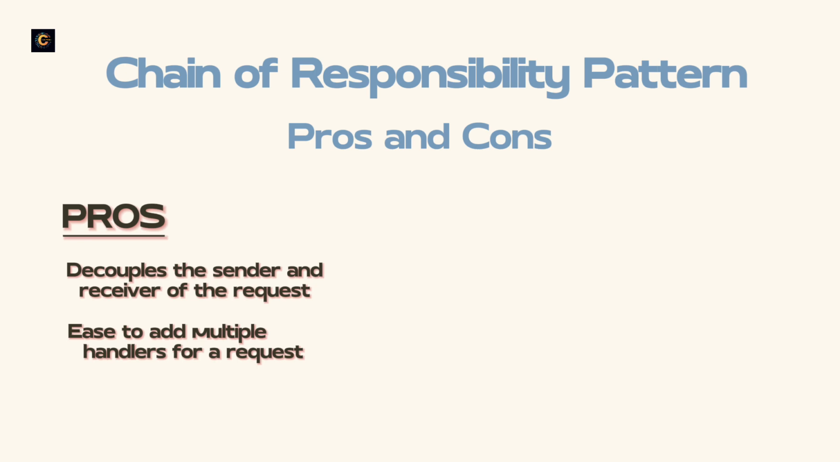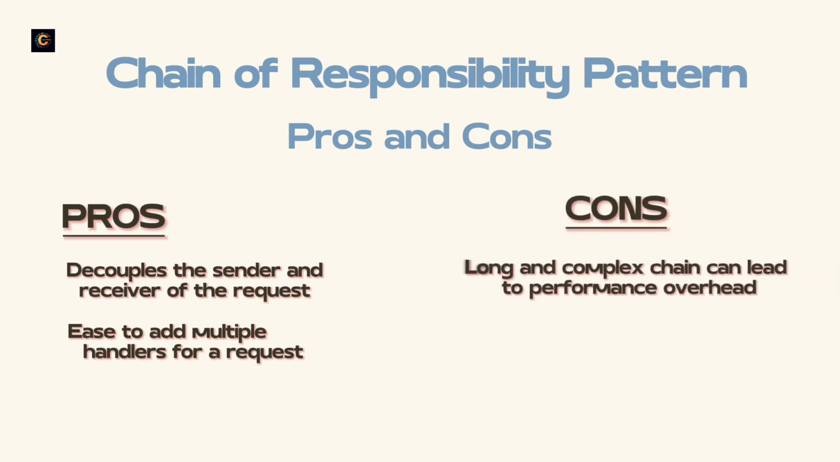However, like any other design pattern, chain of responsibility also comes with its drawbacks. Let's discuss them. Potential performance impact. If the chain is long and complex, it can introduce performance overhead due to multiple handler invocations. Difficulty in debugging. With a long chain of handlers, debugging and tracing the flow of execution can become challenging.